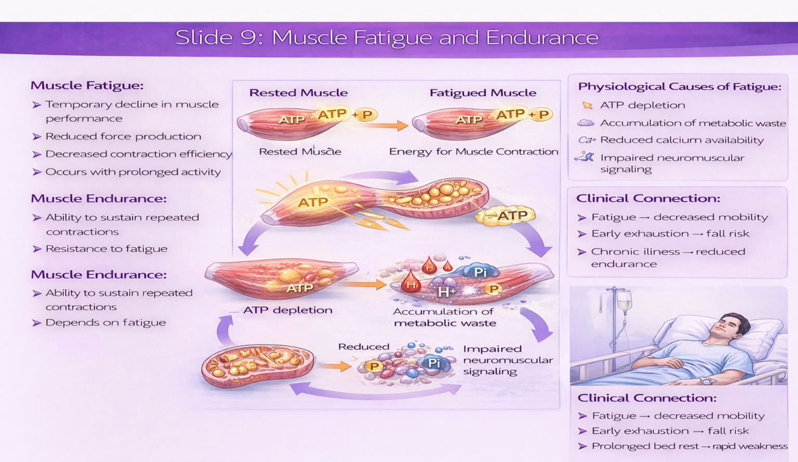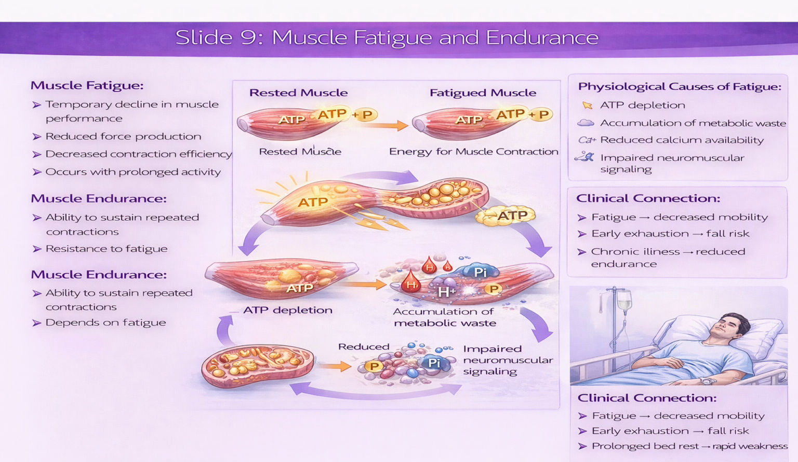Several physiological processes contribute to muscle fatigue. ATP depletion: as ATP levels fall, muscles cannot maintain strong contractions. This limits endurance and strength. During activity, metabolic byproducts accumulate, including hydrogen ions, phosphate, and lactate, and these substances interfere with muscle contraction and increase discomfort.